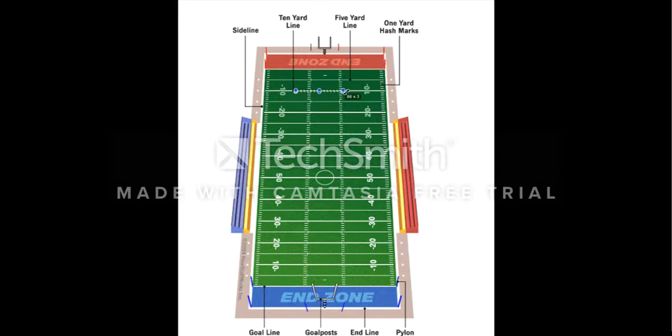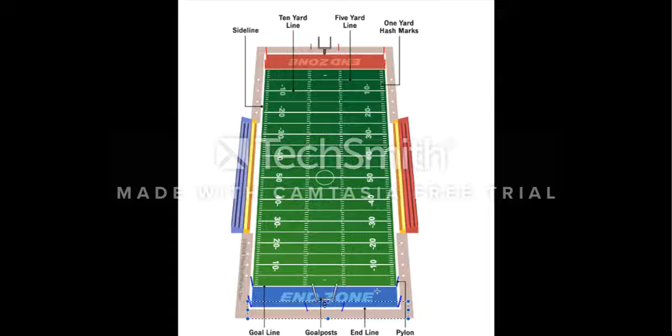Now these thick lines that you see, which are numbered as 10, 20, 30, 40, these are the 10-yard lines. And the lines in between these are known as the 5-yard lines. And these small lines that you see at the sides are known as the 1-yard hash marks. This line that we see here that is connecting the field and the end zone is the goal line. And the last line of the field is known as the end line.